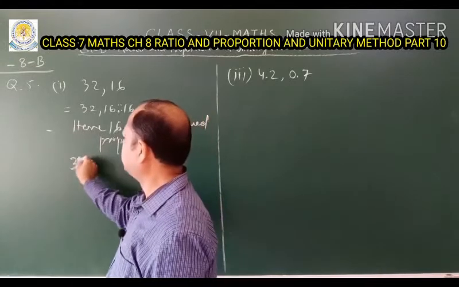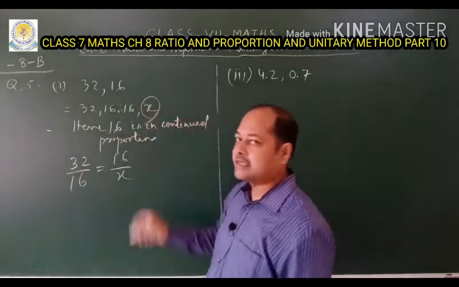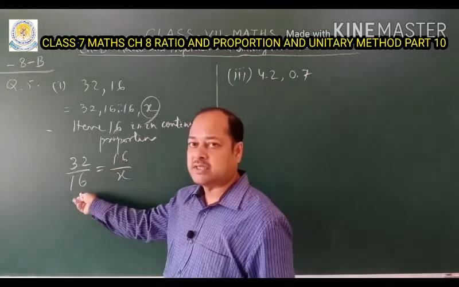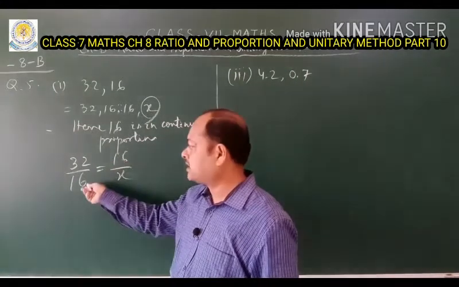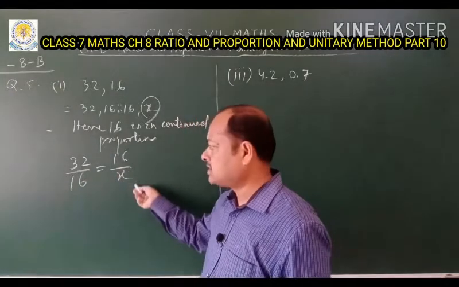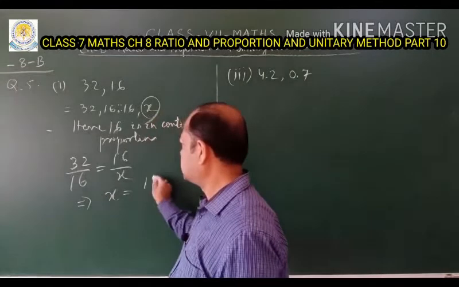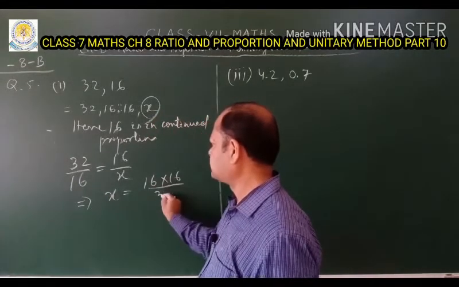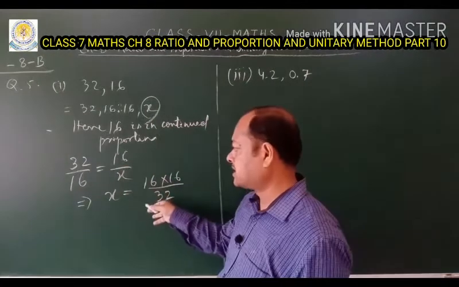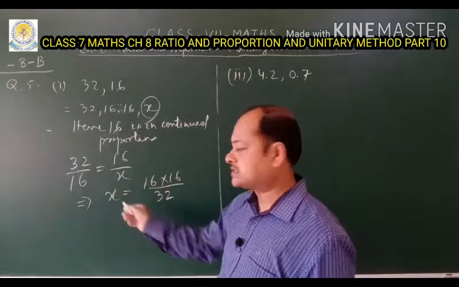So 32 upon 16 equals 16 upon x, because we are taking x as the third proportional. 16 is in continued proportion because it is in the second term and also in the third term. From this equation you can find the value of x: x equals 16 into 16 upon 32. Just cross multiply, or take the transpose. Now solve this value, and we will get the answer for x.